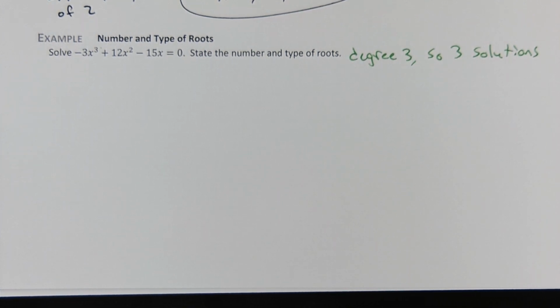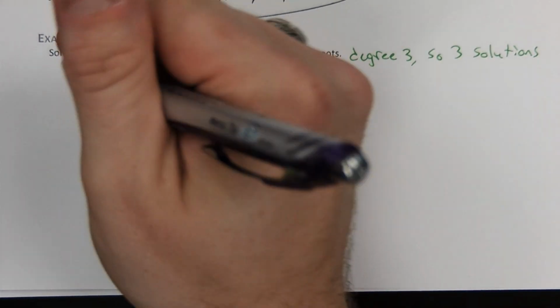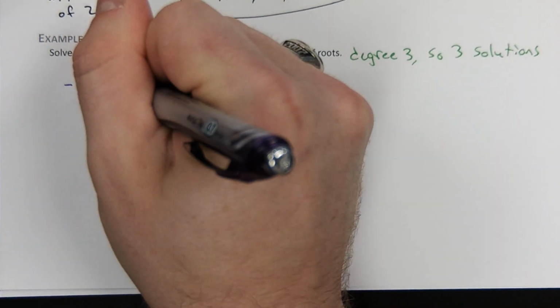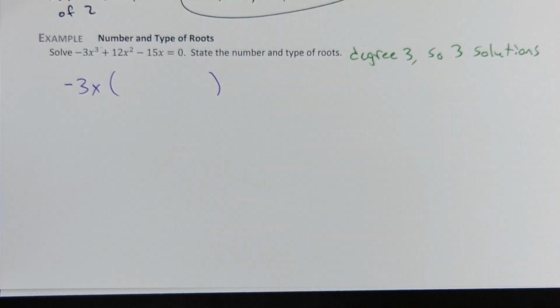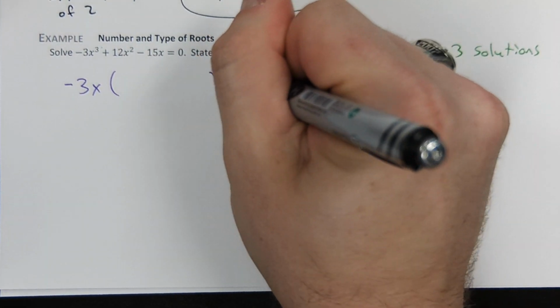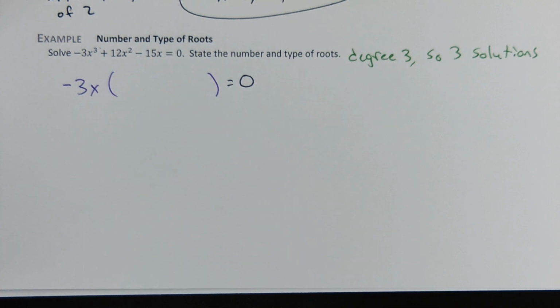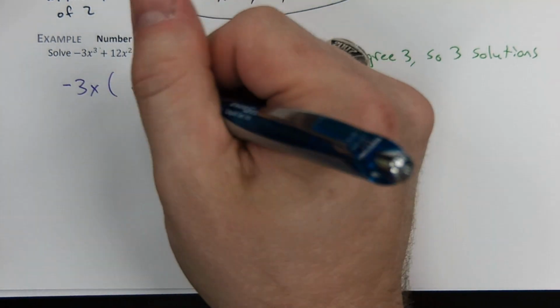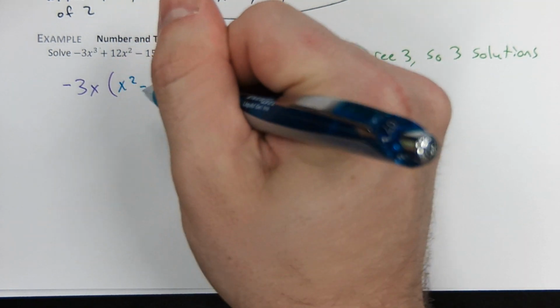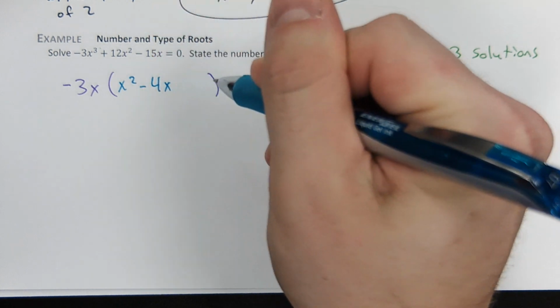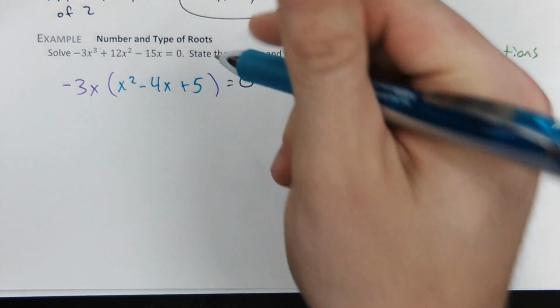GCF, what is it? Negative 3x. Remember, when you're factoring something that begins with a negative, your GCF needs to be negative, so we have a GCF of negative 3x. And let's see what we get on the inside. It's going to give me an x squared minus 4x plus 5.